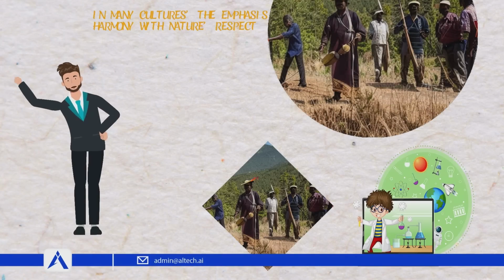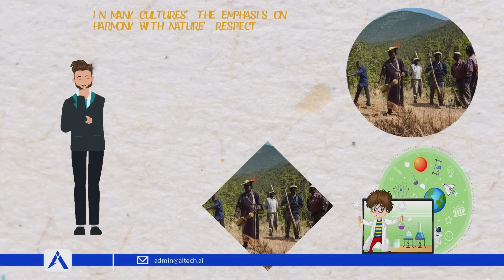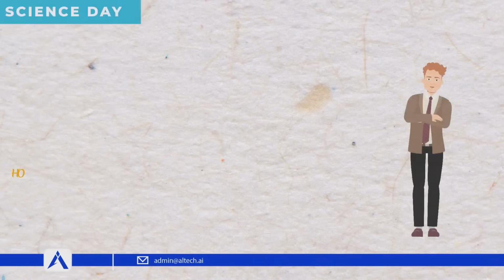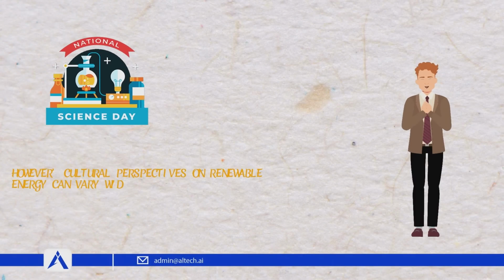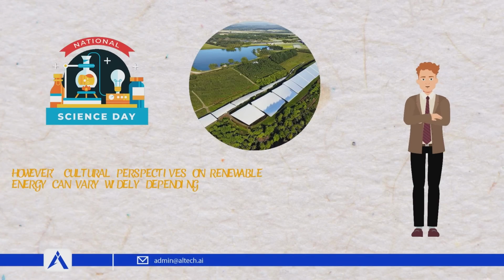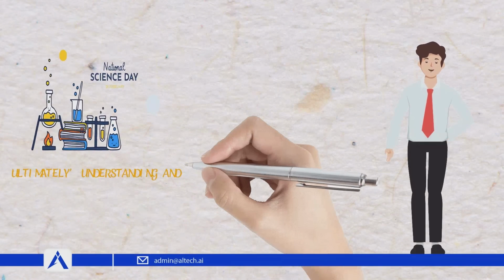In many cultures, the emphasis on harmony with nature, respect for traditional knowledge, and a focus on community ownership has driven the adoption of renewable energy sources. In Africa, rural communities are increasingly using small-scale solar and wind technologies to unlock new opportunities in education, healthcare, and entrepreneurship. However, cultural perspectives on renewable energy can vary widely depending on history, geography, and socio-economic factors.